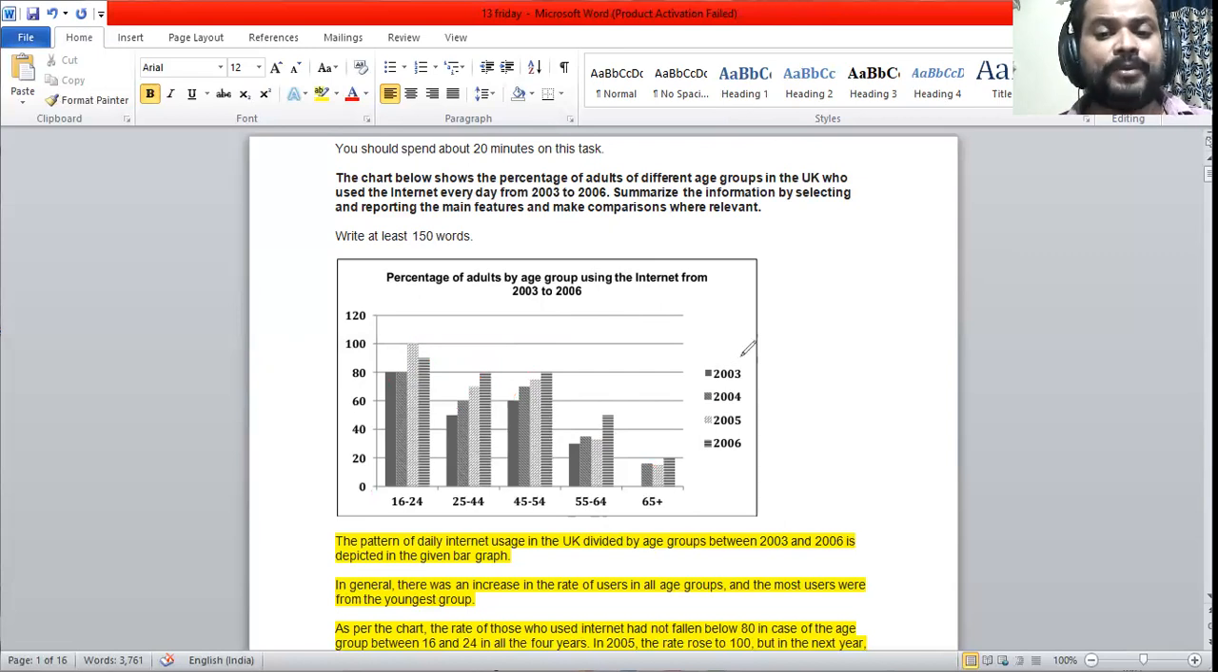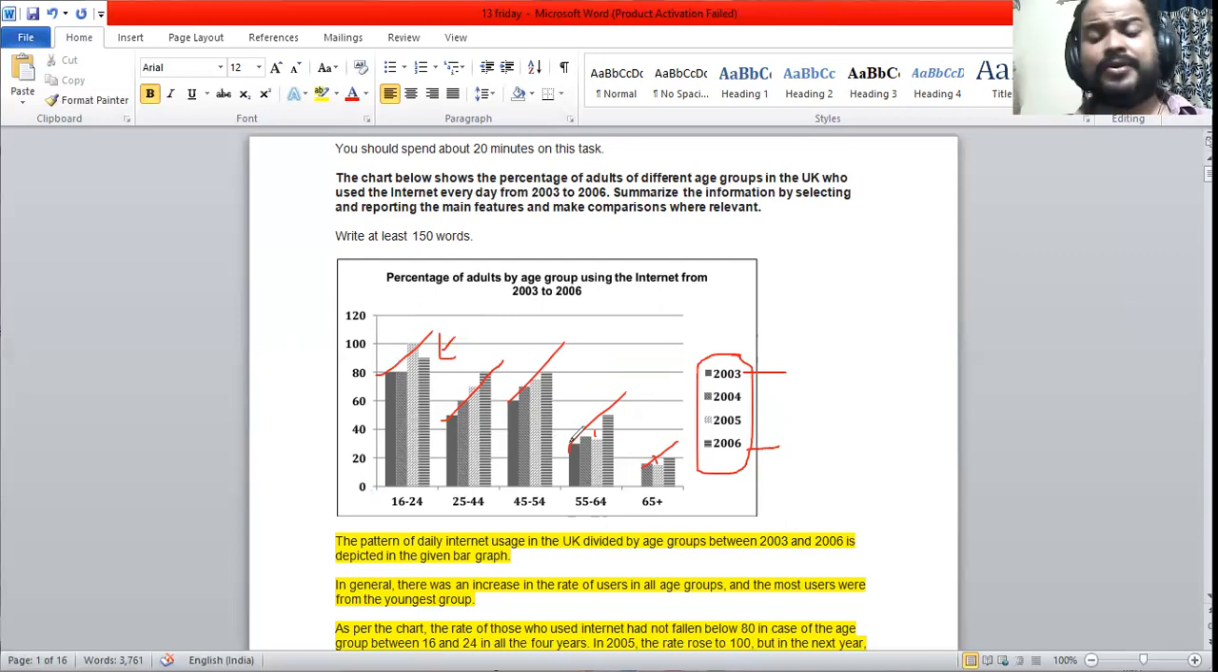So what happened between 2003 and 2006? From 2003 to 2006, what happened exactly? What about the usage? You can say in general the usage went up. Yes, it went up in general. I do have some exceptions here and here, small exceptions.